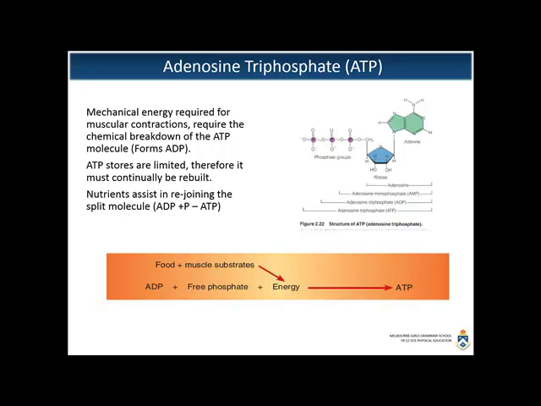And that energy is created by food or by a substrate, which is a fuel within the muscle. That energy is used to rejoin the free phosphate, or the inorganic phosphate, back onto ADP so that we can have ATP. If you look above, you absolutely do not need to know the structure of adenosine triphosphate. It is simply there for you to have a look at. So you can see AMP is with 1 phosphate, ADP with 2, and ATP, triphosphate, with 3 phosphates attached.